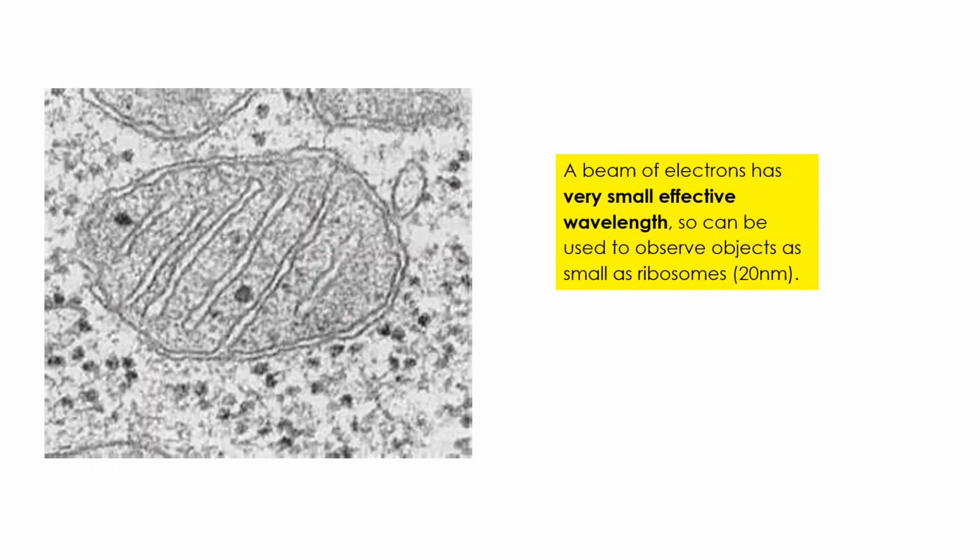Okay, so with our electron microscope, because we've got a beam of electrons, it has a very small wavelength, much smaller than the wavelength of light, which means that it is able to produce images that observe objects as small as ribosomes, 20 nanometers. So now we've got a much smaller wavelength to our electron beam, and that means the resolving power of the microscope is much higher. So it's got a greater resolution. That means we can take it to greater magnifications, and still at those higher magnifications, the image will show objects as separate because the resolution is higher.